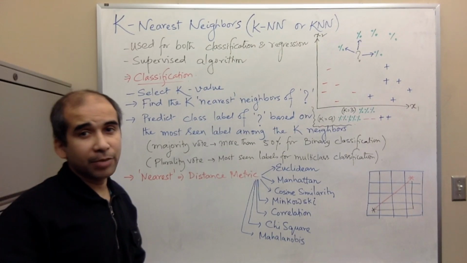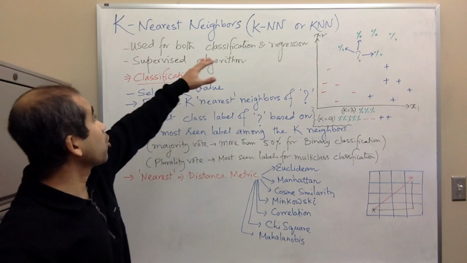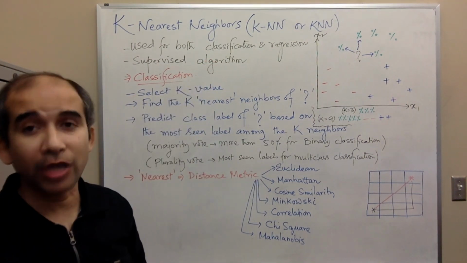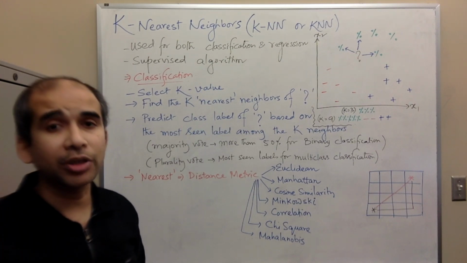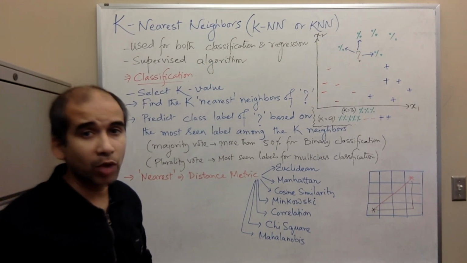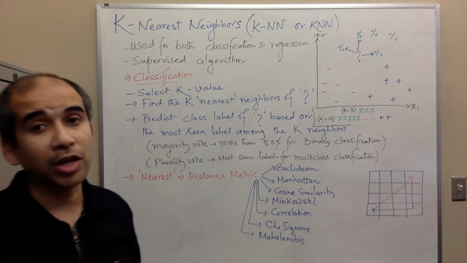About the k nearest neighbor algorithm. It's also called KNN, whether written as a small k dash NN or capital KNN. So it's called k nearest neighbor. It's a simple algorithm, easy to understand. What does it do? It's used for both classification and regression problems.